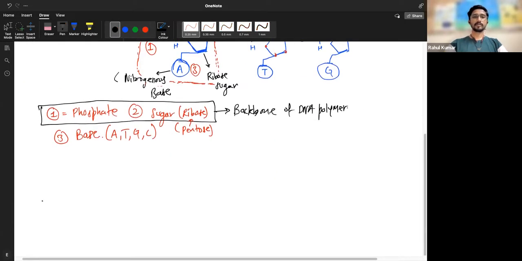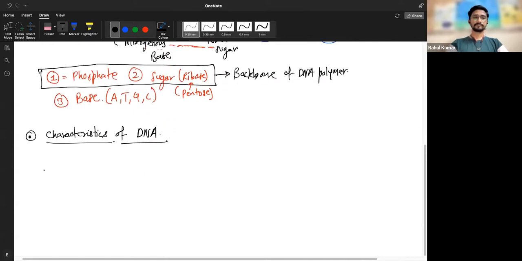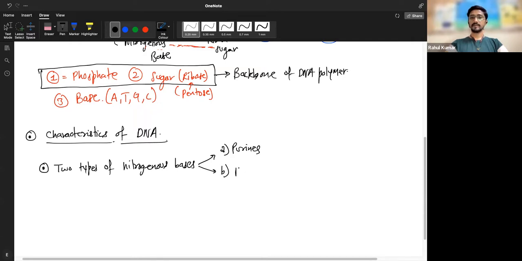Now write down some characteristics of DNA. These questions can be asked in boards. Write down the molecular characteristics. The first thing: there are two types of nitrogenous bases. The first type is called purines, and the second type is called pyrimidines.